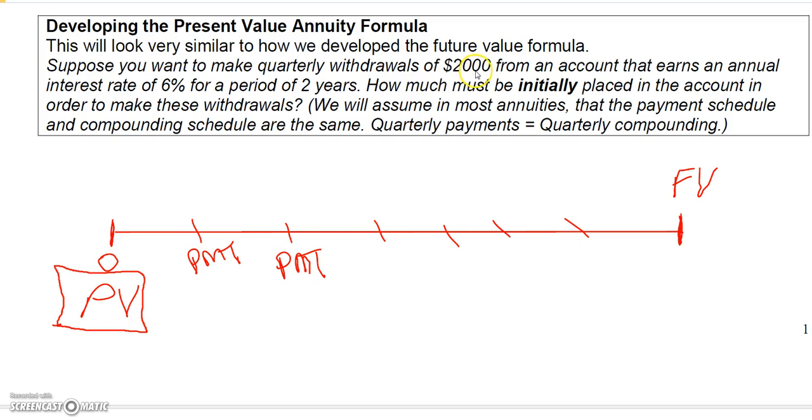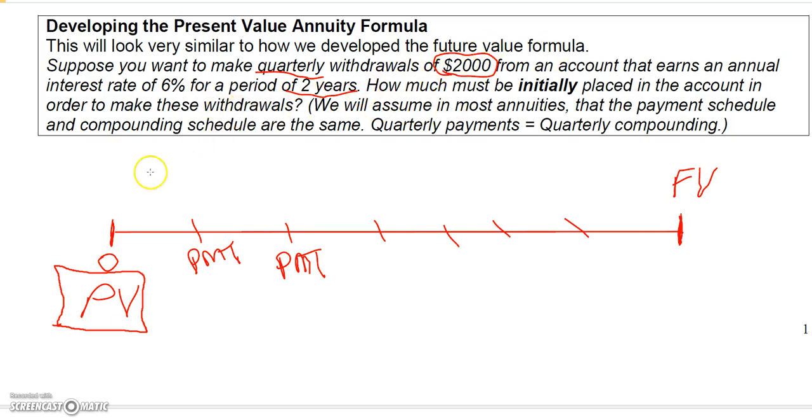Okay, so now let's think about this for just a minute. You're going to make quarterly withdrawals here. So that's 4 times a year for a period of 2 years. So that's 8 withdrawals. So you know you're going to withdraw $16,000. Now, but here's the catch. You don't need $16,000 in the account initially in order to be able to do that.